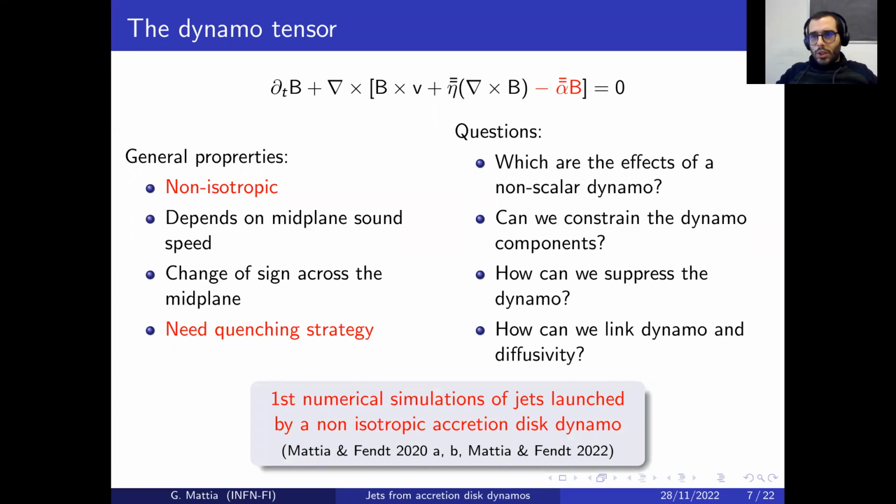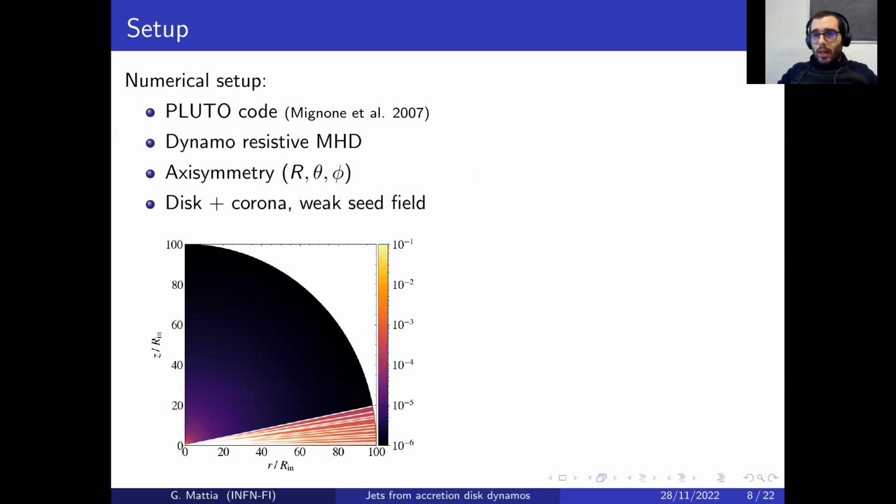So in order to tackle these questions, I performed numerical simulations of jet launch by a non-isotropic accretion disk dynamo. And that was the main thing that I did during my PhD. I used the Pluto code, which is a great code. I'm very happy with that. And I implemented the dynamo in the resistive MHD module.